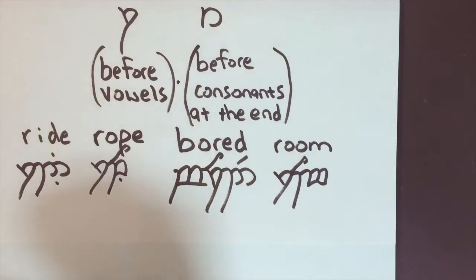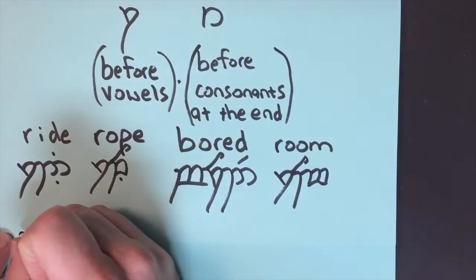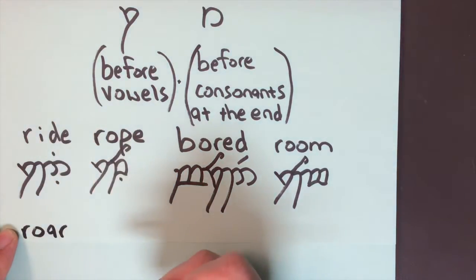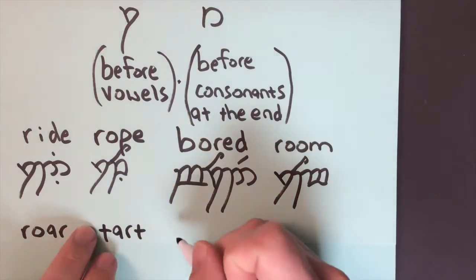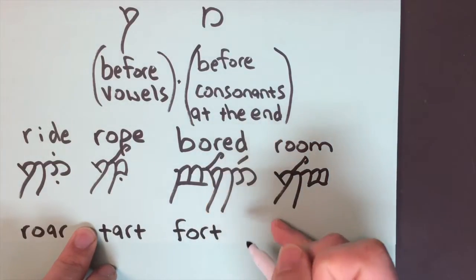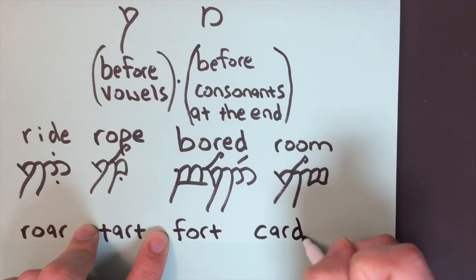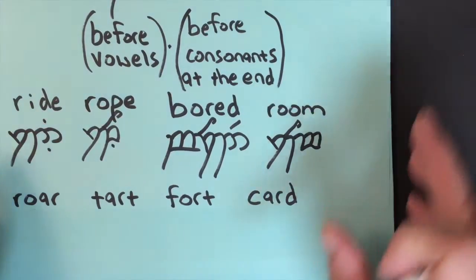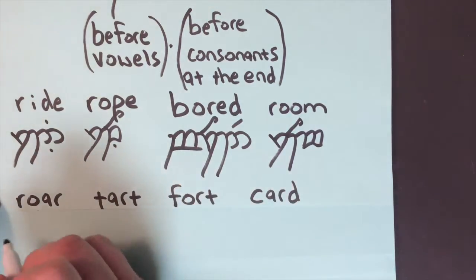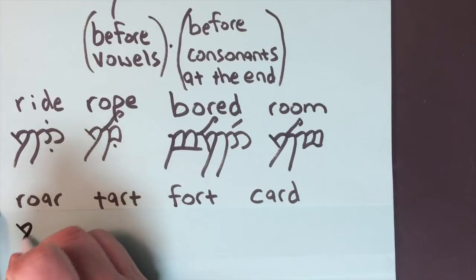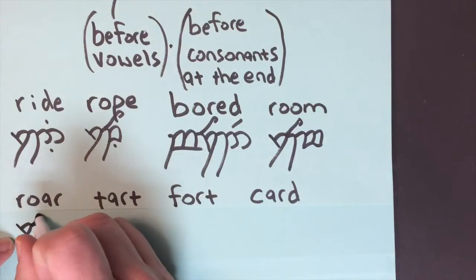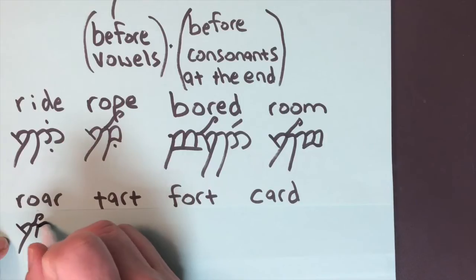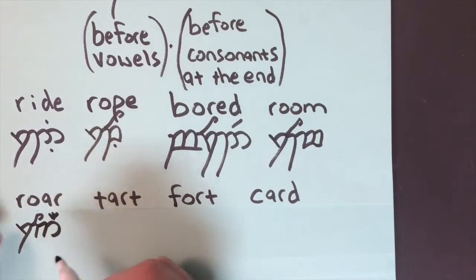Alright, so let's continue on with some different words. So we're going to try to use the other R some. So let's look at roar, tart, fort, and card. Alright, I'm going to show you how to draw these out. So this one is like this, R, because it's before a vowel. Then we're going to do a carrier, O. And then we're going to draw out the other R because it ends the word.